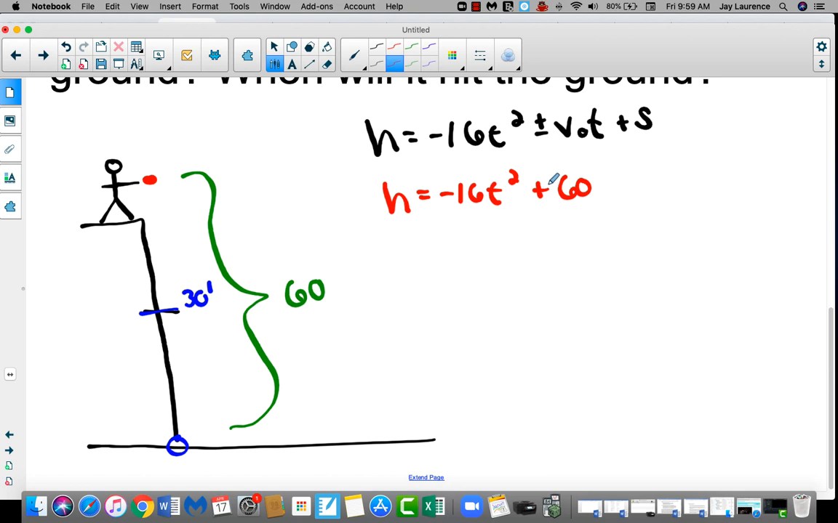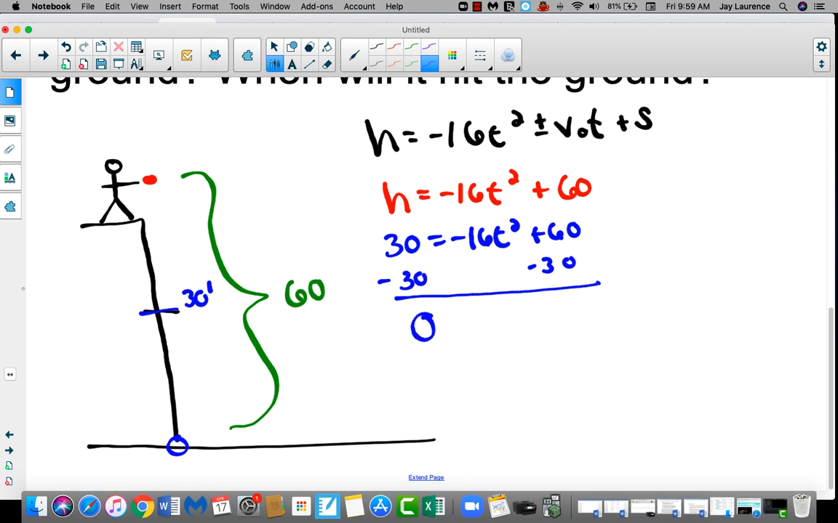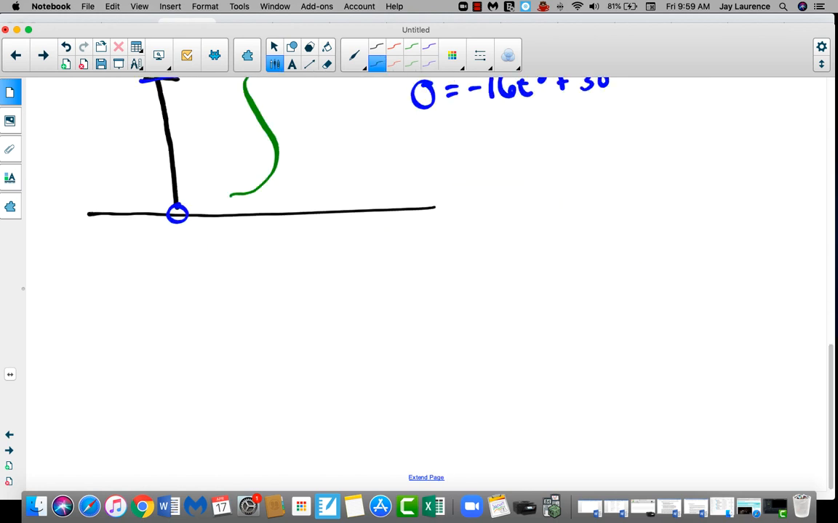I want to find out when the ball is going to be 30 feet off the ground, so I'll substitute a 30 in there, and I'll subtract 30. That gets me 0 equals negative 16 t squared plus 30. I'm going to go quadratic formula on this. I could do it by factoring, but it doesn't factor super pretty.